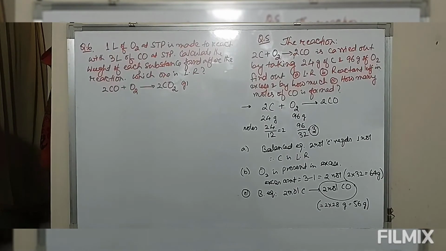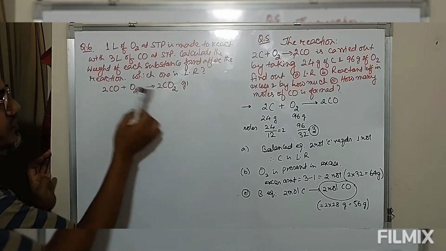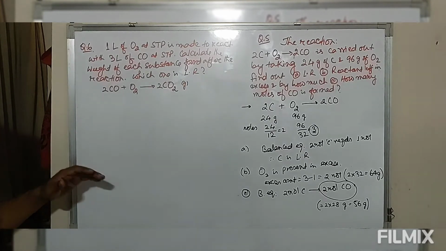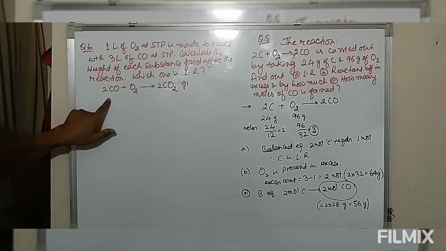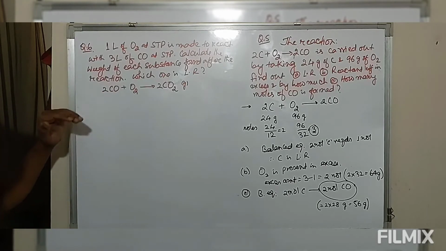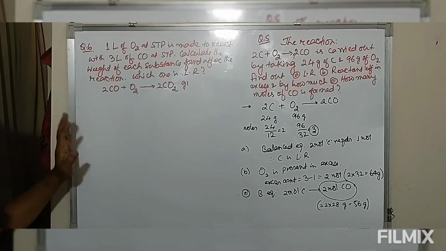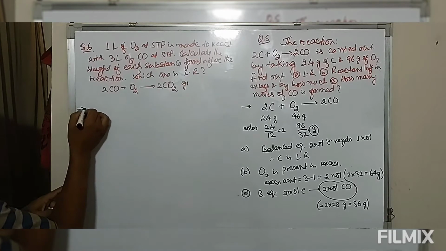Now take this reaction. We have a reaction: carbon monoxide plus oxygen gives you carbon dioxide. In the reaction container, 1 liter of oxygen at STP and 3 liters of carbon monoxide at STP is introduced. Then after the reaction, what is the quantity of the reacting mixture present? So we have this balanced reaction.